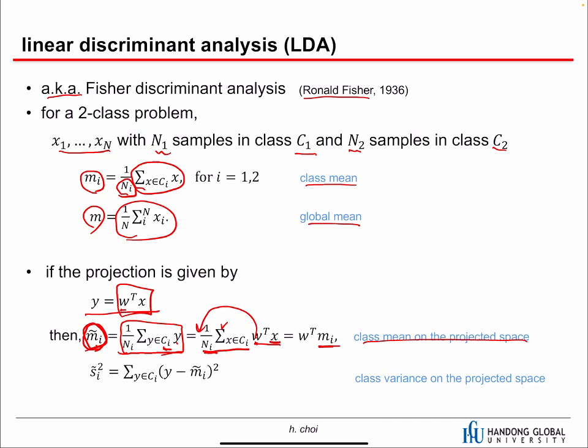So M sub I tilde is W transpose times M sub I. Because it is a linear mapping, when we project all the samples with W transpose, the projected mean is also projected by W transpose. And S sub I tilde square is the class variance on the projected space, which can be calculated in this way.